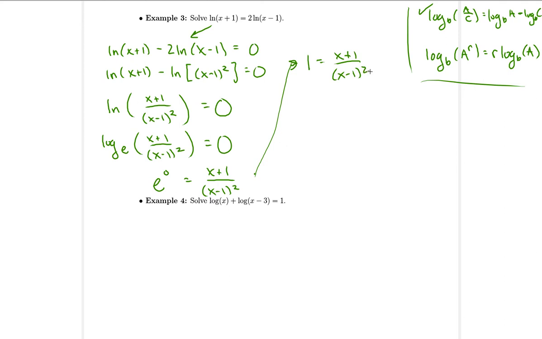Right, and we know the drill. If we've got terms with x's in the bottom of a fraction, let's multiply by the least common denominator so that we can get that variable out of the bottom of the fraction. So multiply by x minus 1 squared on both sides. So we have x minus 1 squared equals x plus 1. But similarly to the last problem, we're just going to end up with a quadratic.